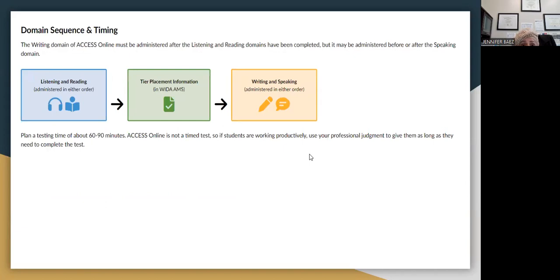So for writing, it should probably be one of the last tests that they take. They can do it before speaking, but it's preferred to be the last one. It should also be about 60 to 90 minutes. It is not a timed test, but we want the students to do their best. Spelling doesn't count against the students, but the scorers do need to be able to make out what the student is saying.